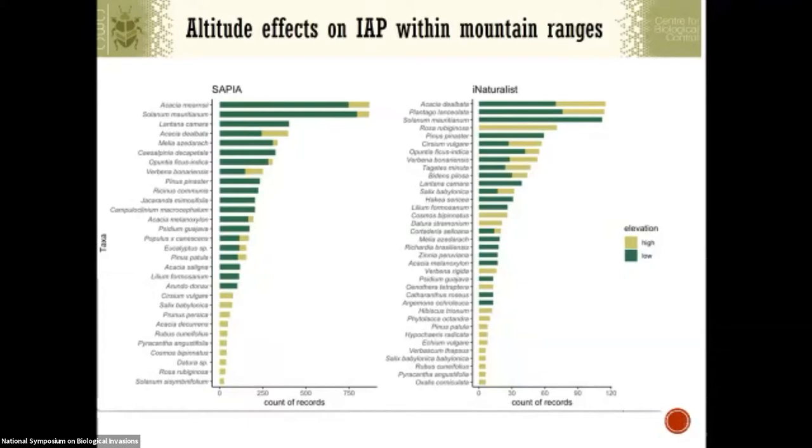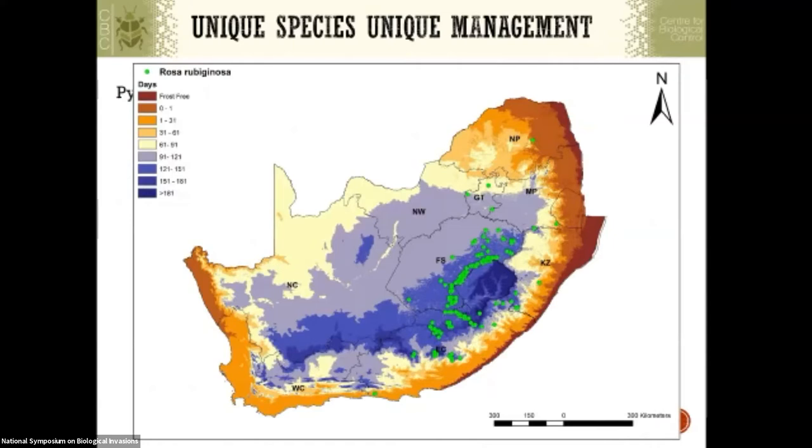And I think, therefore, not having sound data on exactly what's going on in these systems makes it very difficult to make adequate management plans that are suitable to each of the systems. The mountain ranges of South Africa often have distinct environmental conditions, such as larger temperature fluctuations, higher rainfall, and the occurrence of freezing conditions, such as snow.